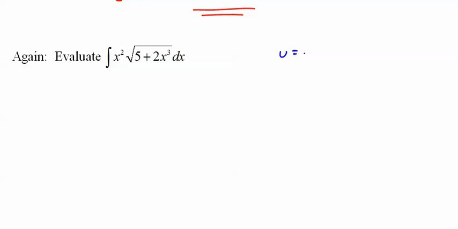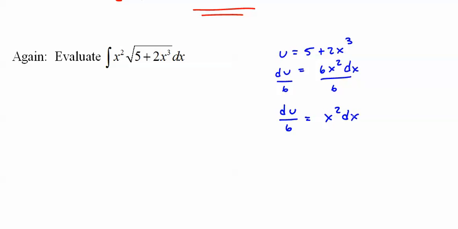U equals 5 plus 2x to the third. Du equals 6x squared dx. I am going to divide both sides by 6 because I only see an x squared and a dx. I want to sub it in nice and clean. Du over 6 equals x squared dx. Change what's under the radical, just u. Change the x squared dx to du over 6.